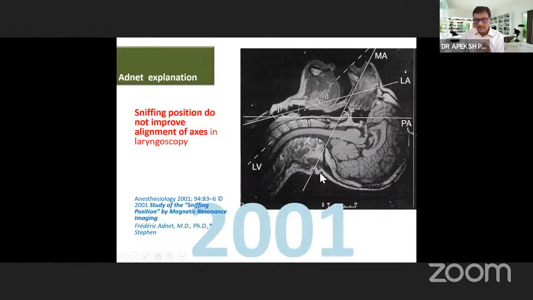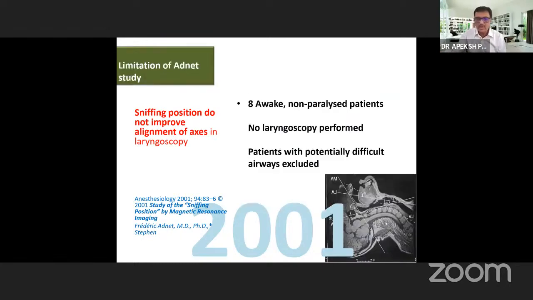That is actually sniffing position. Fine. So since 1944, McBath and Bannister has explained the 3-axial alignment theory. And in 2001, Adnet had contested the validity of sniffing position. And in 8 volunteers MRI, he proved that sniffing position do not align the axis. But this study was criticized because only 8 awake non-paralyzed patients were selected. No laryngoscopy was performed. Patients with the potential difficult airways were excluded.